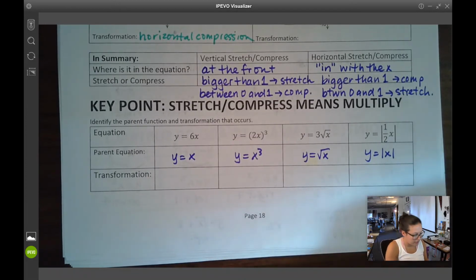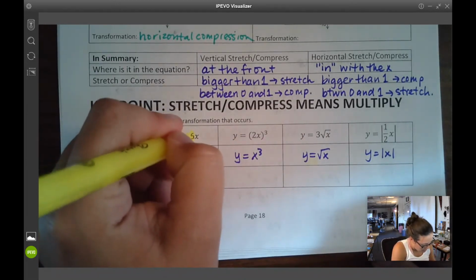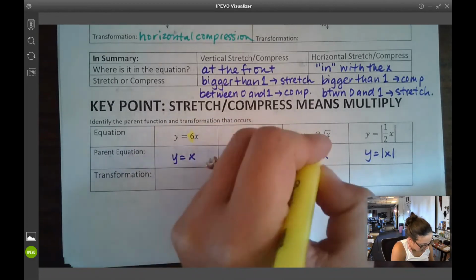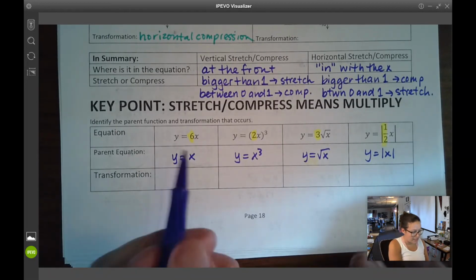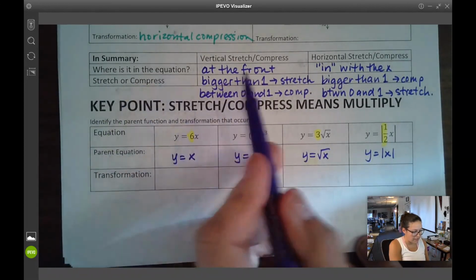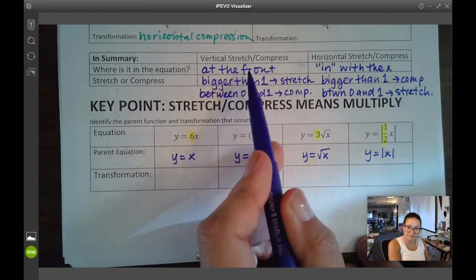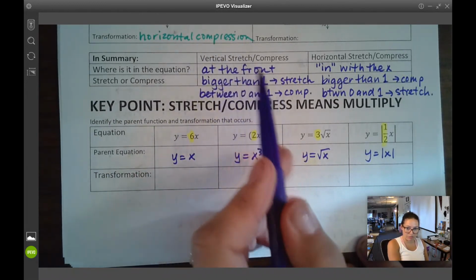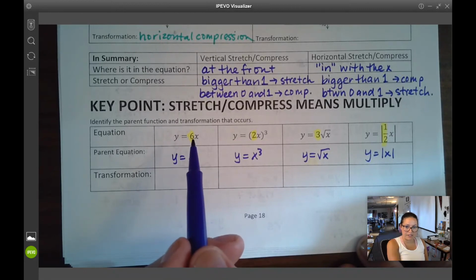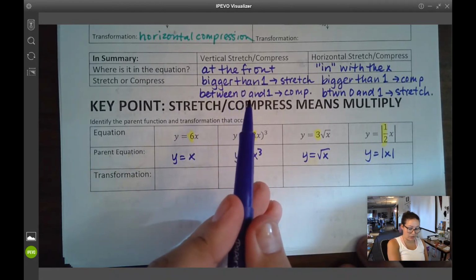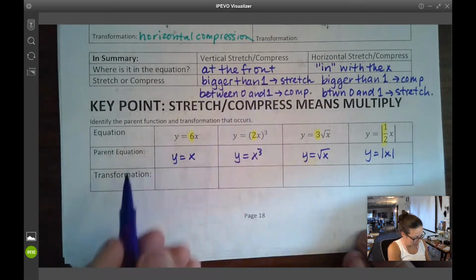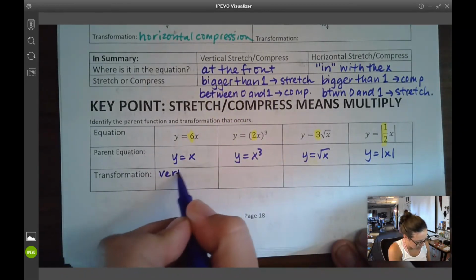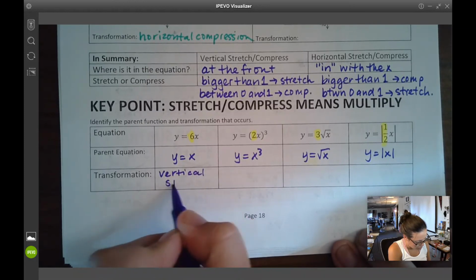Now, what kind of transformation do we have? Well, it all depends on where the number is located and what the number is. So, this 6, where is it? It's at the front. So we're looking at a vertical stretch or compression. Now, is 6 bigger than 1, or is it between 0 and 1? It's not a trick question. It's bigger than 1, so this is a vertical stretch.